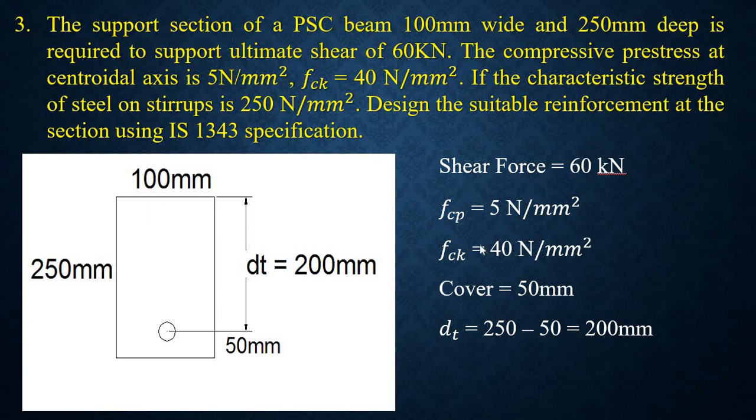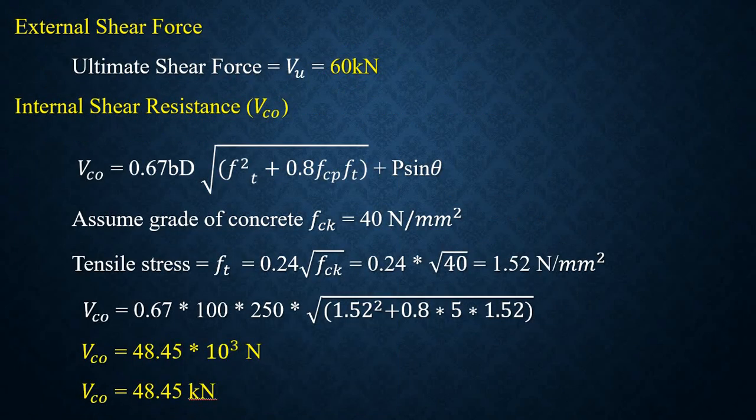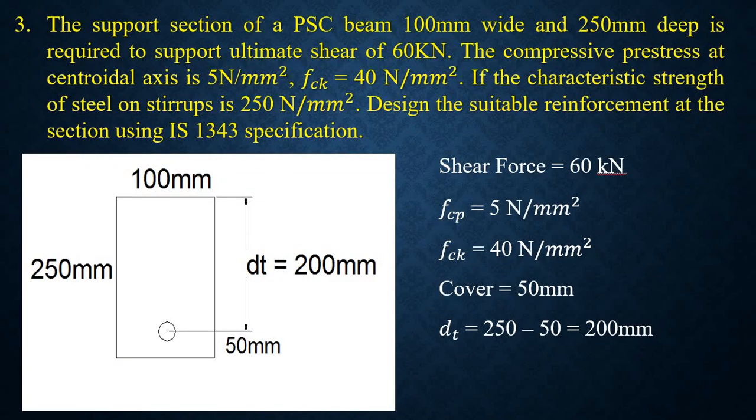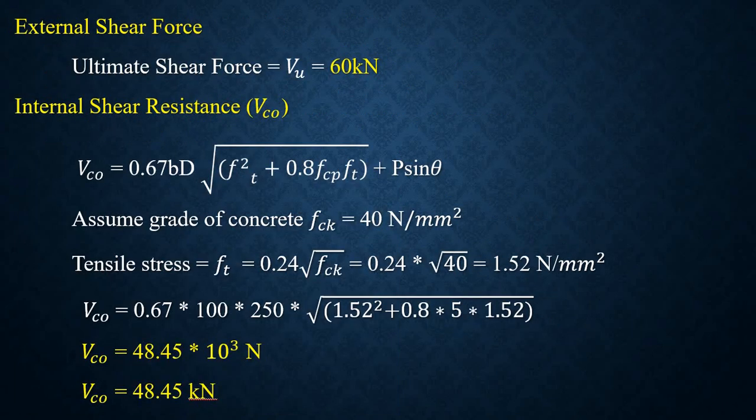Write down the data. Shear force is 60 kN, FCP compressive pre-stress is 5 N/mm², FCK 40 N/mm², cover is 50 mm, therefore we will get dt as 200 mm. Next is calculation of external shear force. They have given it as 60 kN. Observe the question carefully. Ultimate shear of 60 kN, the word ultimate shear they have used. So you need not multiply 60 by 1.5, you need not multiply with a factor of safety. Be careful with the question. So directly it has been given, ultimate shear force VU is equal to 60 kN.